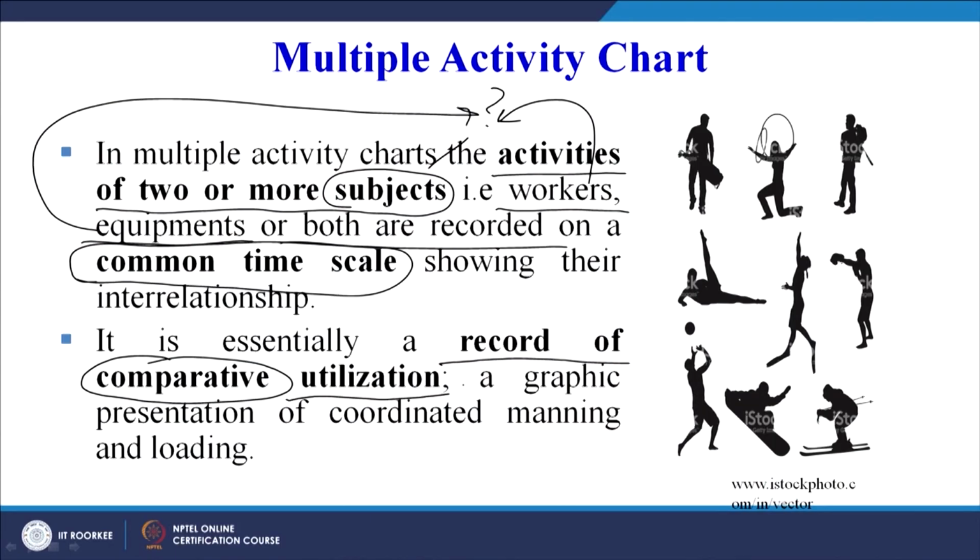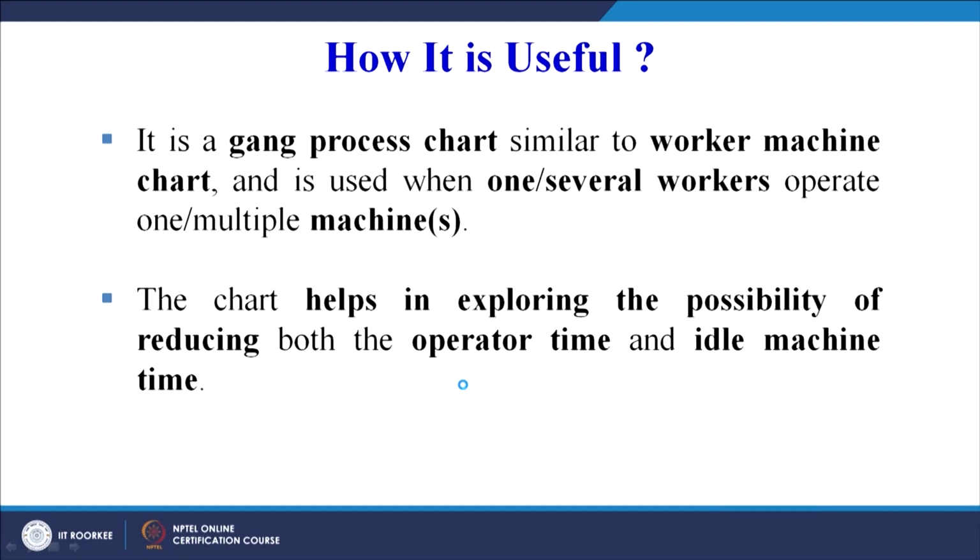Out of the 6 minutes we can see for what percentage of time the machine is working and for what percentage of time the man is working, and from that we can very easily calculate the idle time for the man and the idle time for the machine. So with a very simple example, I think I have tried to explain the concept of interrelationship between man and machine, and moreover we can calculate the comparative utilization using this graphical representation. Now, how is it useful?